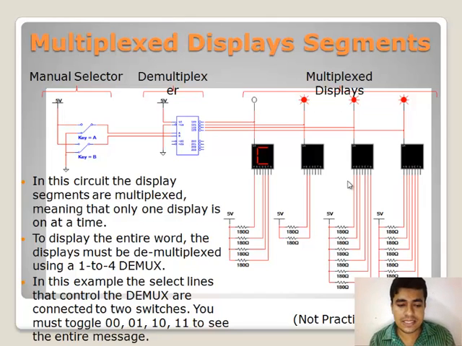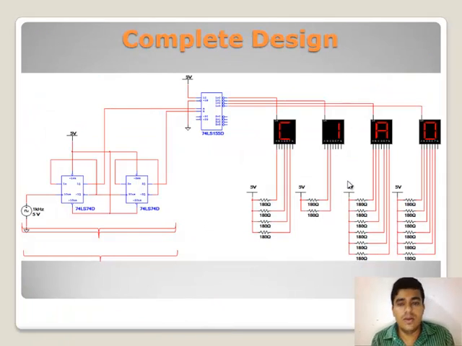In this example, the select lines that control the demux are connected to 2 switches, A and B, as I already told. There are 4 7 segment displays, meaning 2 raised to n, that is n is equal to 2, so 2 select lines are there, and you must toggle 00, 01, 10, 11 to see the entire message. But one more disadvantage is that this is not a practical system; it has some disadvantages of its own.